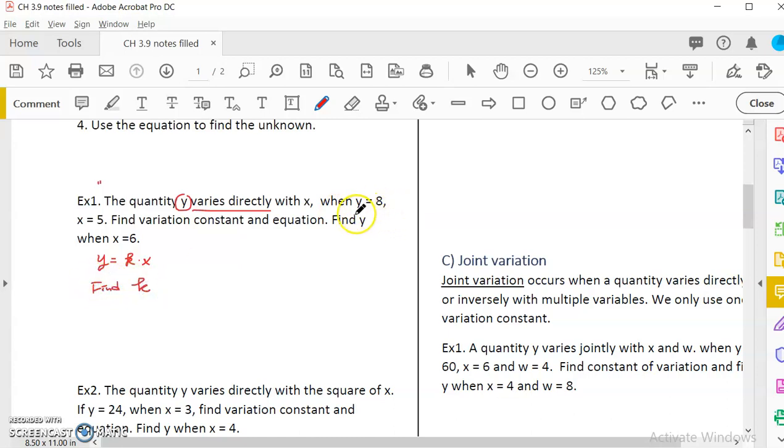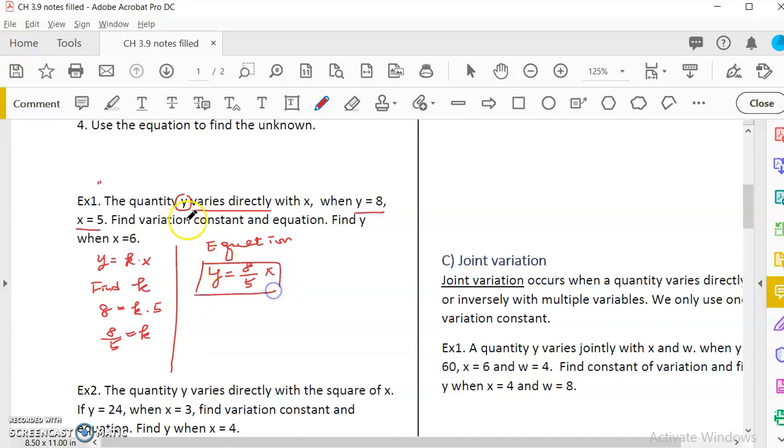To find k, you need one pair of x and y. So when y equals 8, x is 5. You plug it in: 8 equals k, which is an unknown, times 5. If you divide by 5, k is 8 over 5, right? So I plug it back in. Once you solve for k, the equation is y equals 8 over 5 x.